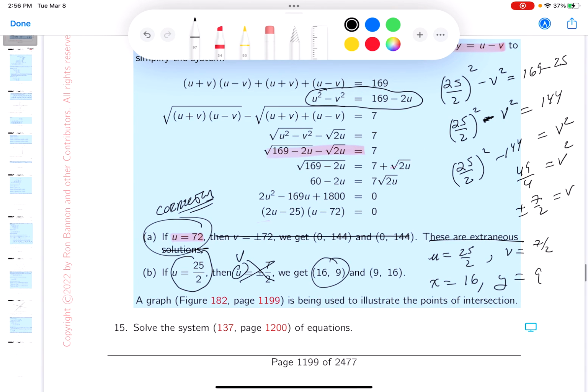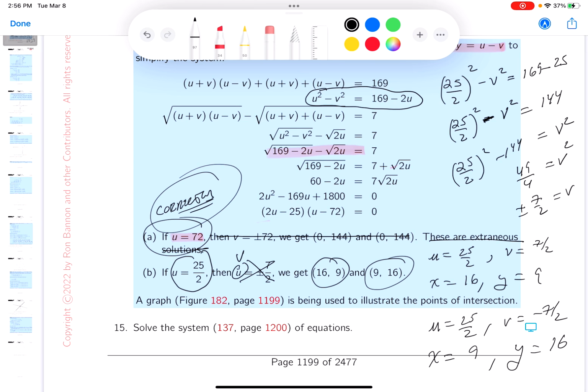Now let's say you did the other one, which is u equals 25 halves, and v is minus 7 halves. Well, what's x? It's the addition of those two. That's going to be 18 halves, which is 9. And what's the y going to be? It's going to be u minus v. Well, u minus v is going to be 32 halves, which is going to be 16. And that's 9 comma 16, all right? I need to correct the key, though, all right? And I'll do that shortly. Thank you.